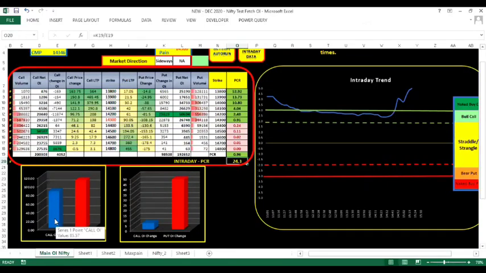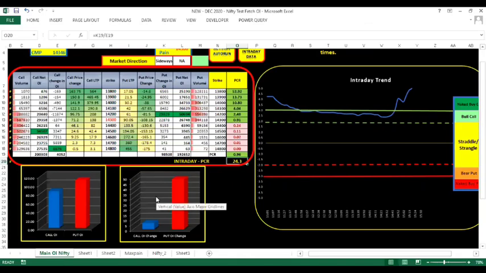Of course, if we scroll the mouse here, you will see the total numbers in lakhs. 85.57 lakh calls have been written in the entire available option chain. And on the put side, it is 1 crore 10 lakh 66,000 puts have been written. So looking at this graph itself, one can make out that the Nifty is a bit bullish because there are more put writers in the market than the call writers. So this is one interpretation.